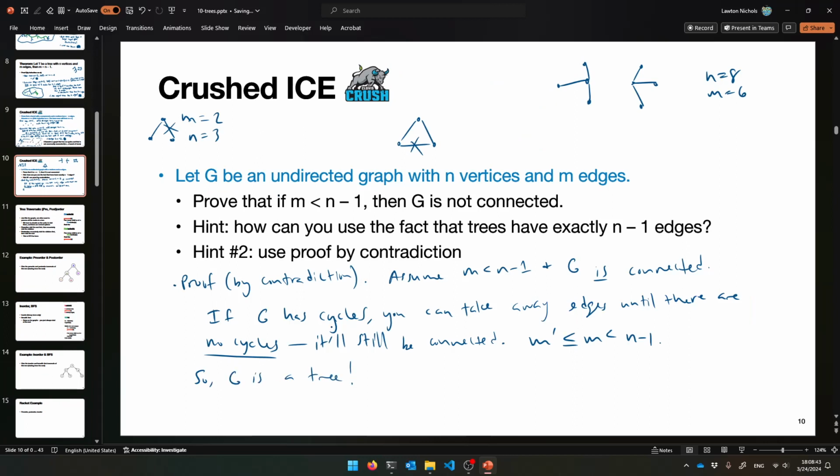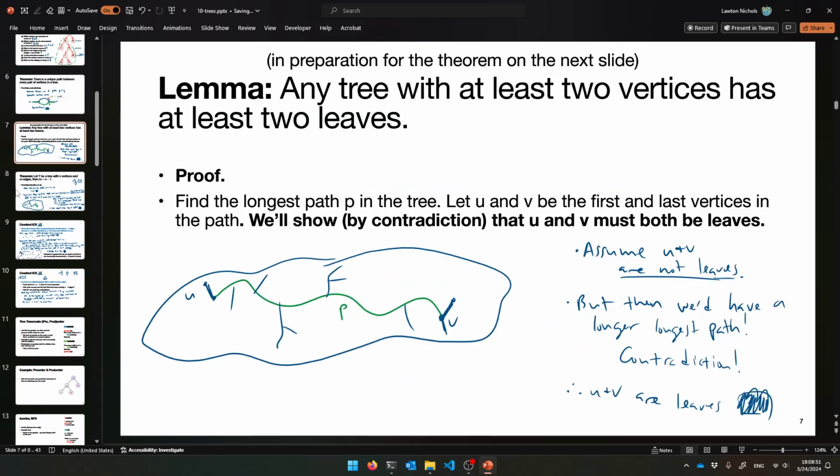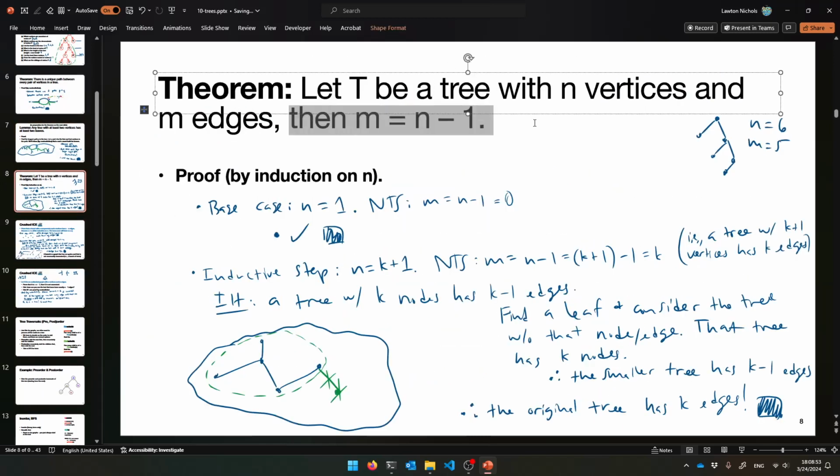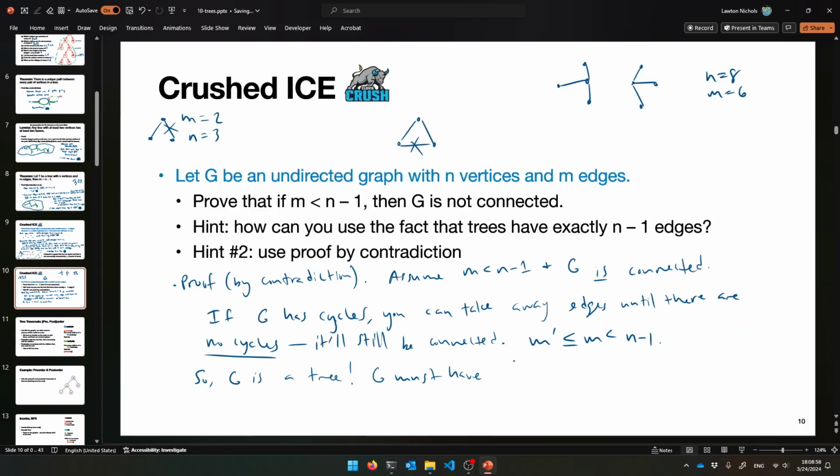You see that? And then G must have exactly, right? We know exactly how many nodes and edges a tree must have. It must be equal to n minus 1. So G must have exactly n minus 1 edges. But we are strictly smaller than that. We know that our edges must be strictly smaller right now. See that? And that's a contradiction.